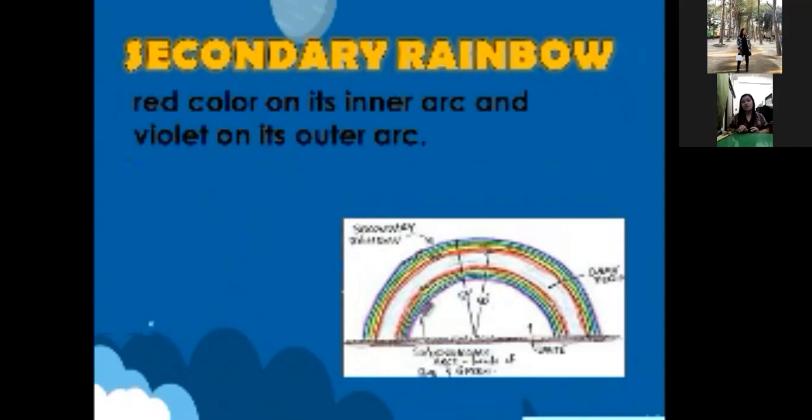Again, what are the two types of rainbow? Primary and secondary. Is it clear? Give me a thumbs up if yes. Okay, let us proceed to the next part.